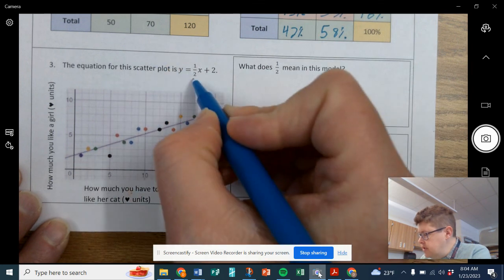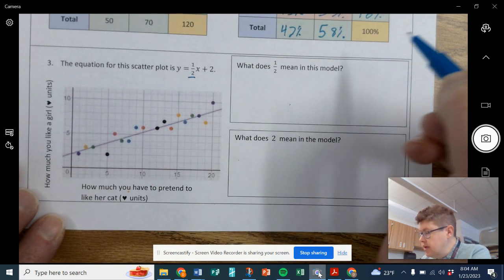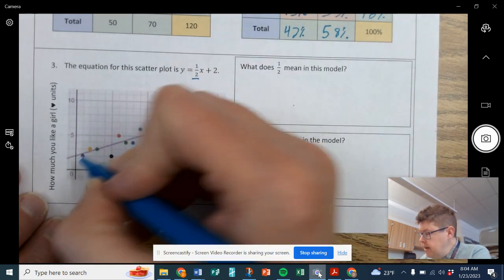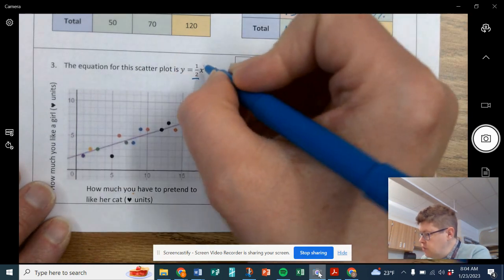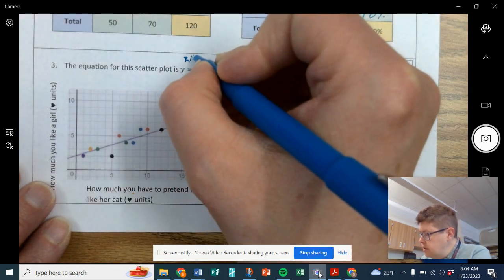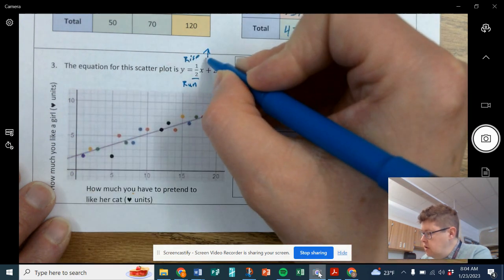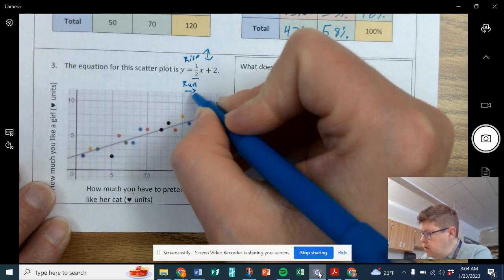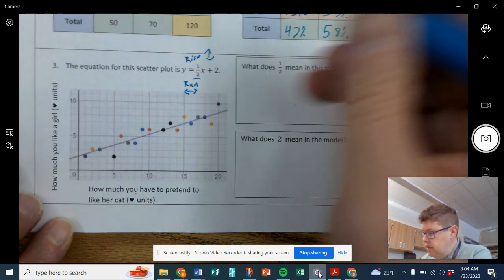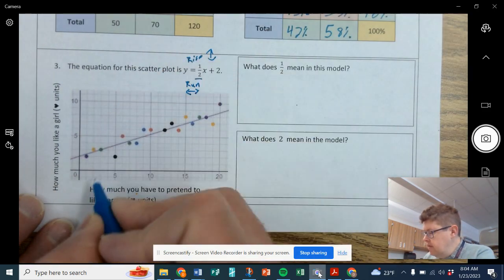Well, that 1/2 is the slope. So what we're going to do is interpret this slope. Remember, that's rise over run, the vertical over the horizontal. So it's the vertical change here versus here.